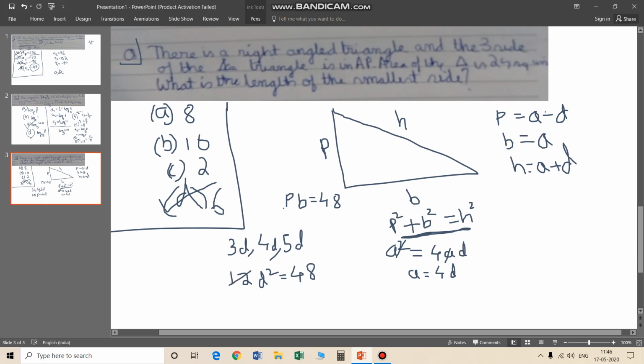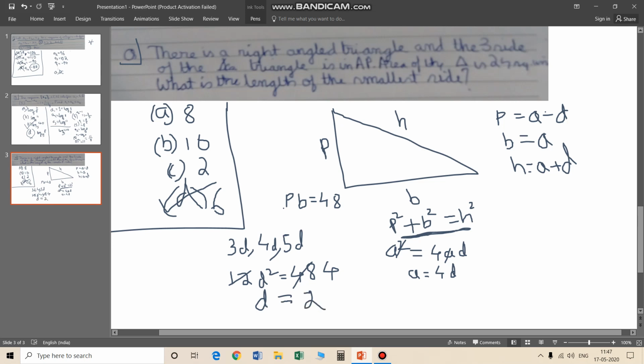D is taken positive, because if D is taken negative, H will not be the greatest side, and we know very clearly that H is the largest side of a right angle triangle. Then we can't write D is equal to plus minus 2, we will write directly D is equal to 2.